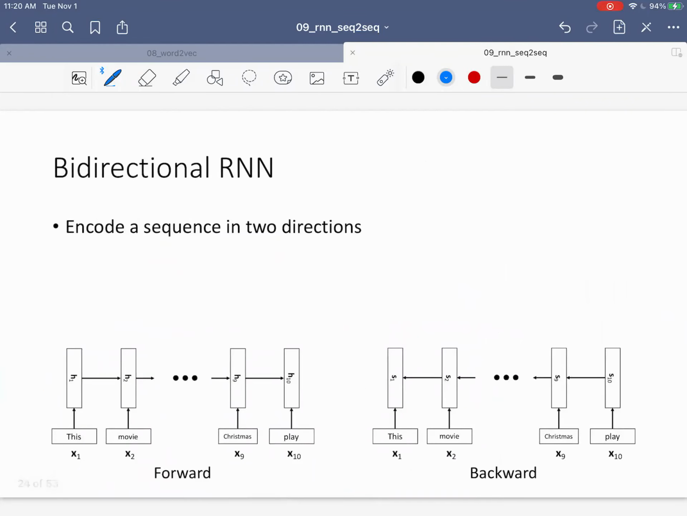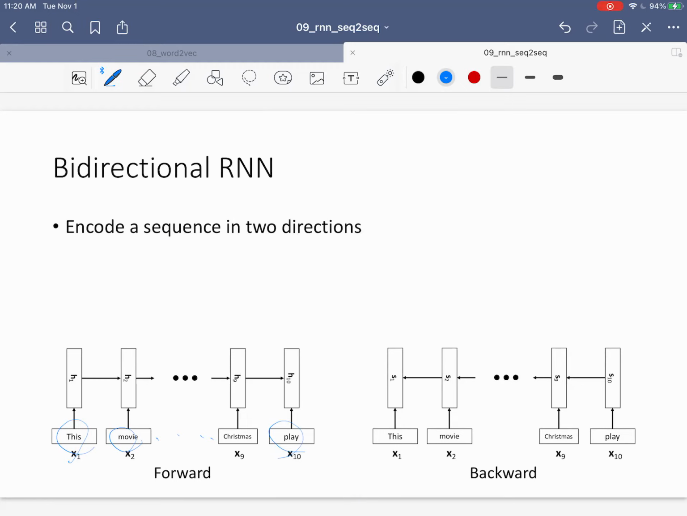Right. So that's the language model. Moving on to bidirectional RNN. Bidirectional RNN is basically using 2 RNNs to go forward and backward at the same time. So if you remember the sentiment classification, we put this first and then movie after, and all the way to the last word, which is play, which is natural. You start with the first word and end with the last word.